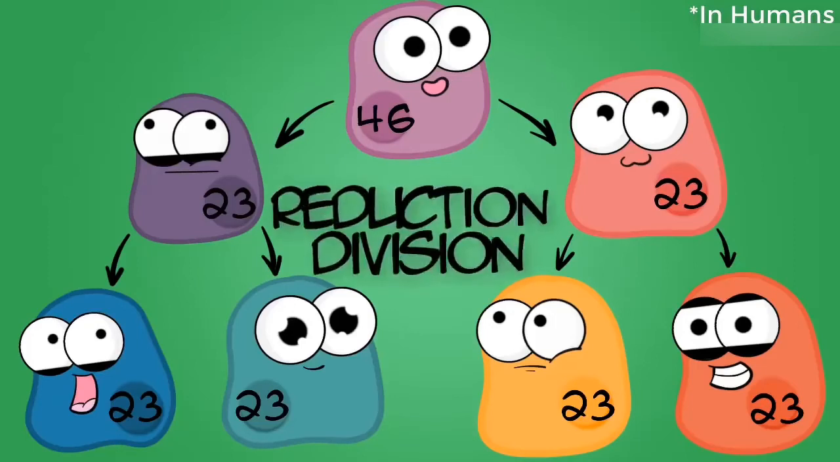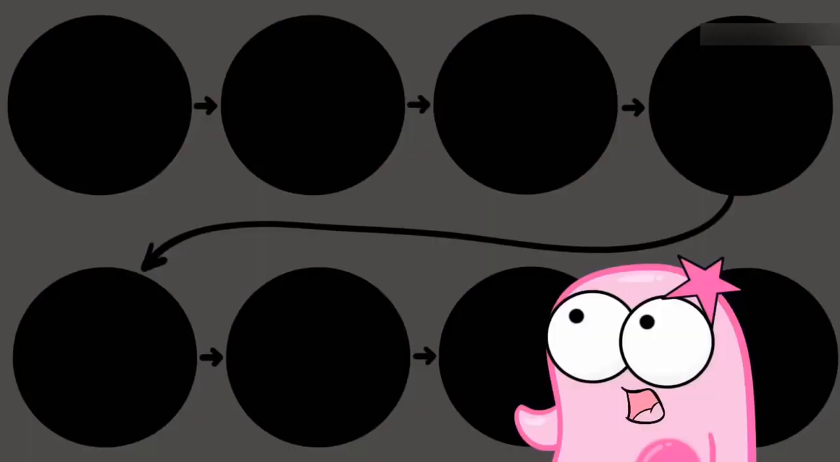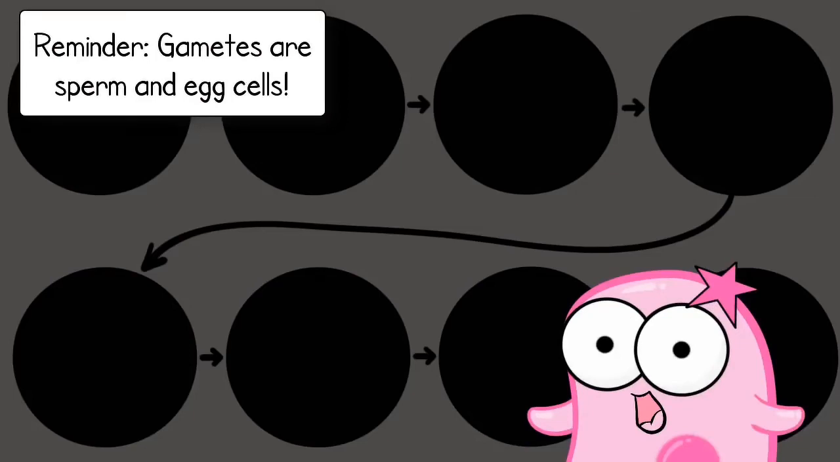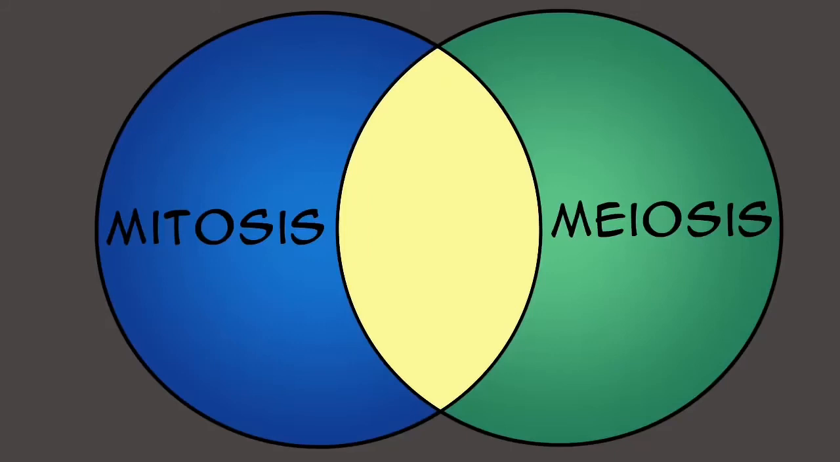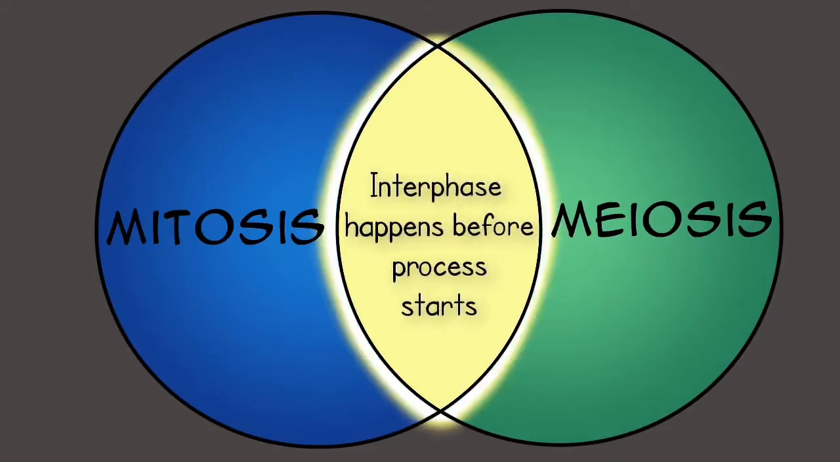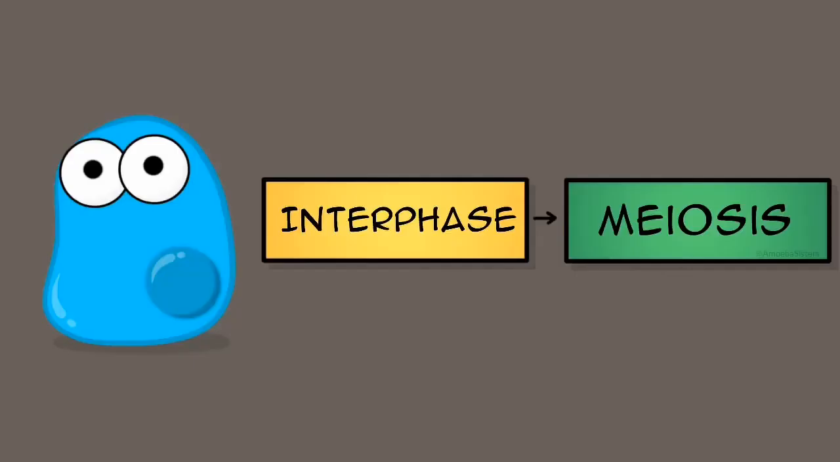Meiosis is what we call a reduction division because you have a starting cell that has 46 chromosomes, and your ending cells, the sperm and egg cells, have only 23 chromosomes. Before we can start getting into the stages of meiosis to make gametes, we have to remember what happens before meiosis can even start. Actually, this also happens before mitosis. It's the stage known as interphase. If you remember interphase, it's when the cell is growing, replicating its DNA, and carrying out cell processes, and just like mitosis, interphase happens before meiosis is even going to start.